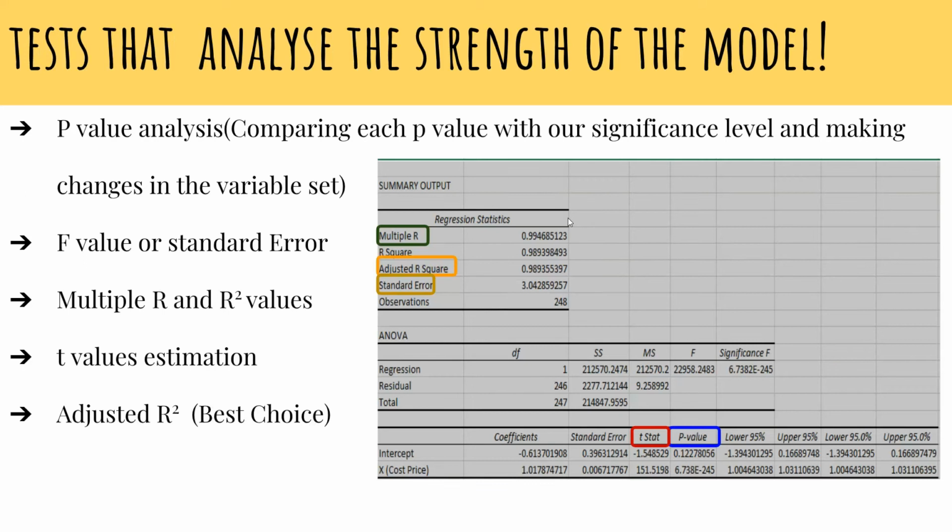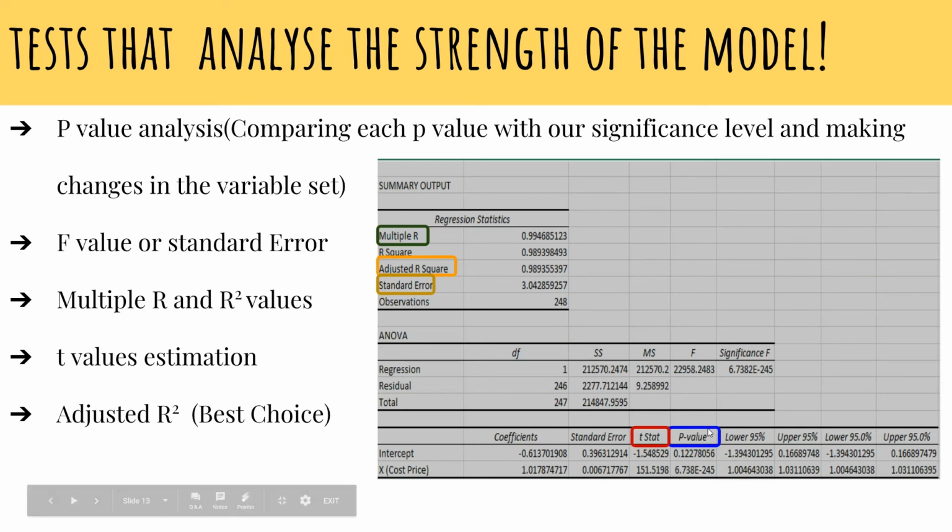Moving on. What are the tests that analyze the strength of the model? Now, simple linear regression was, as its name suggests, very simple. We did not need many parameters to estimate the model. We were simply satisfied with a few parameters and we could easily understand whether the model is good or bad. But multiple linear regression is a bit complex and complicated, because here you have to calculate a lot of parameters.